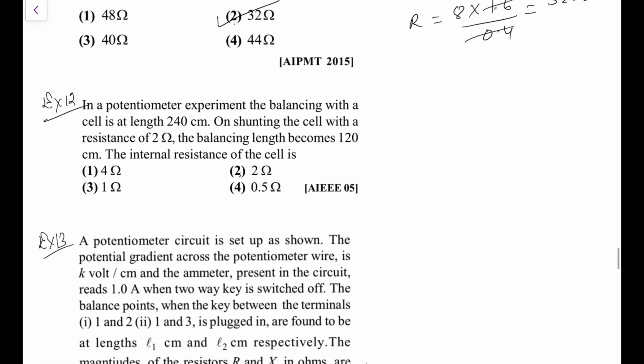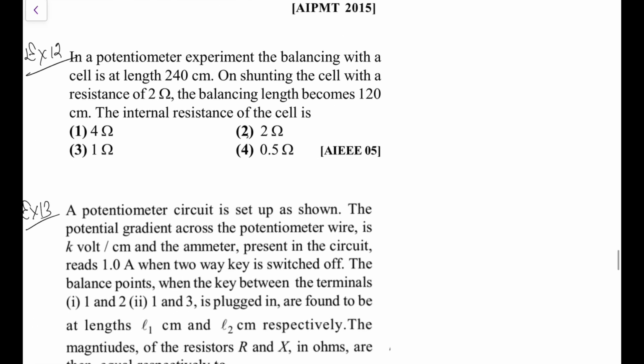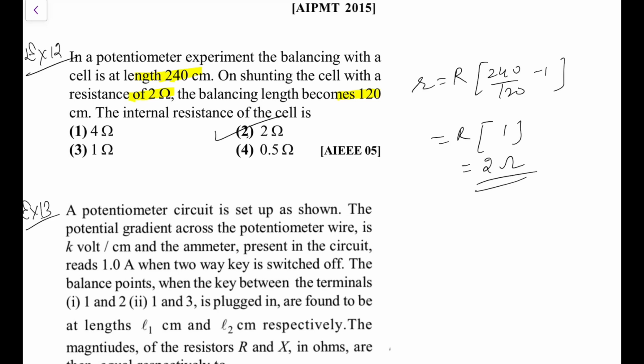Next, in a potentiometer, the balancing length with the cell is 240. On shunting it with a resistance of 2 ohm, this language suggests it is for internal resistance. You have connected that 2 ohm in parallel. Balancing length becomes 120. So direct explanation: R into (L1 by L2, that is the greater one upon the shorter one, minus 1). So R into this comes out as 2 minus 1, 1, that is equal to R, which is 2 ohms. So internal resistance is equal to 2 ohm here.